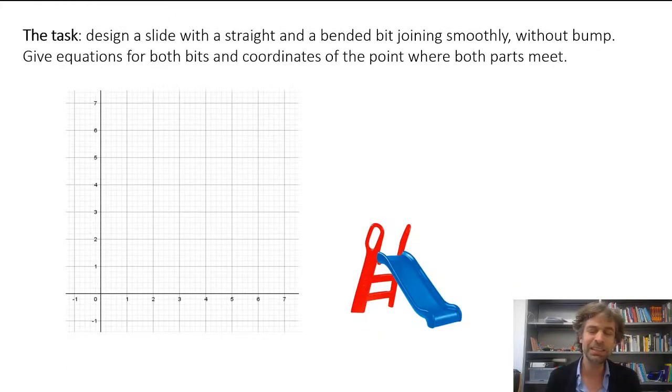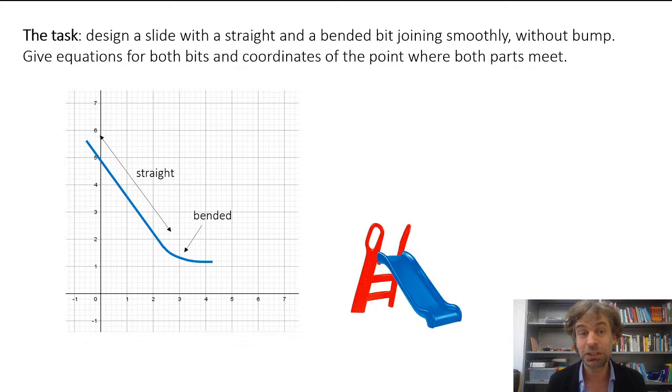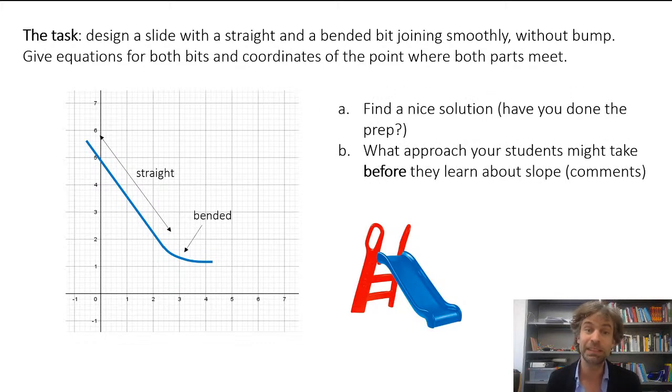But this is not yet a lesson. So we'd like to go to a task and a lesson. So the task is this. You know it already, but I'll just repeat. Please design for me a slide with a straight bit and with a curved bit, and let them meet in a smooth way. And please not just design it for me, but give me an equation for the straight bit, an equation for the bended bit, and give me the point where they meet.